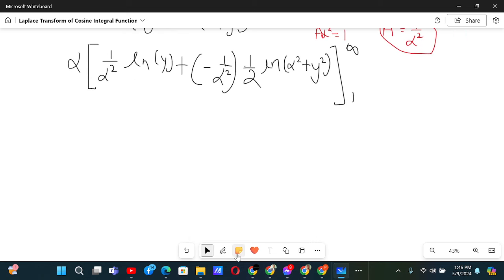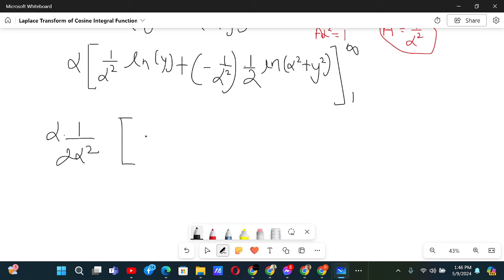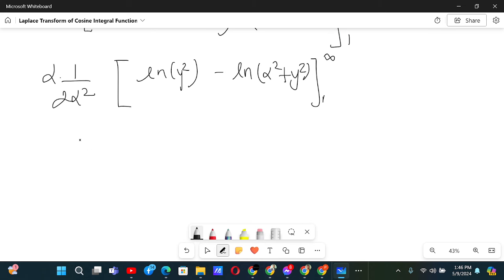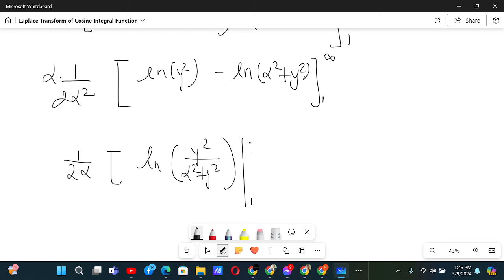Now let us take 1 by 2 alpha square common. There's a reason for doing this, because if I do this over here, it will just be 2 ln of y, that is ln of y square, minus over here it will be ln of alpha square plus y square. It goes from 1 to infinity. Yes, now using the property of logarithms, you can say that the difference of logarithms is the logarithm of the quotient. That's why we have 1 by 2 alpha. Over here it's ln of y square by alpha square plus y square, and this goes from 1 to infinity.